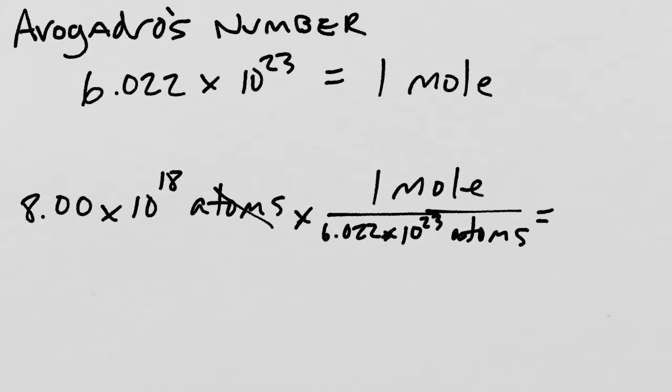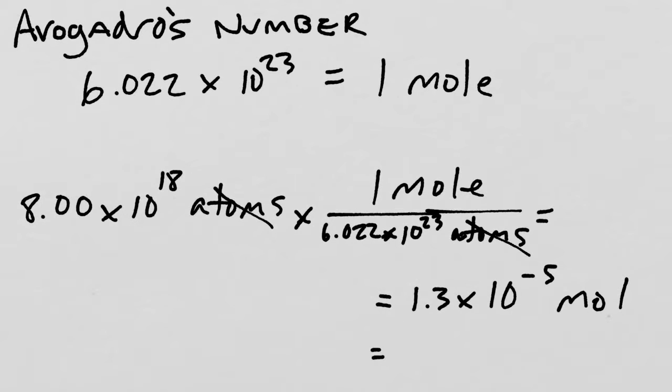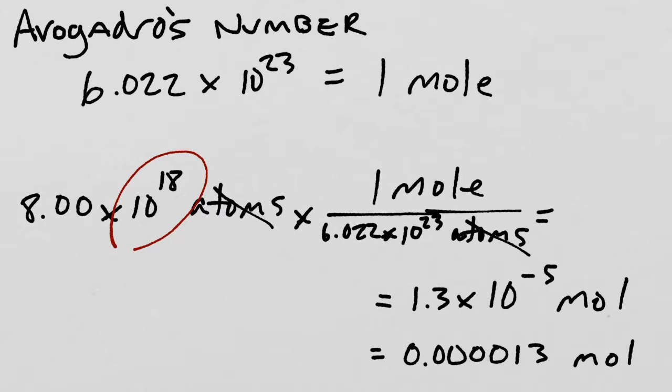And so what's that going to equal? Well, we're going to convert out of atoms, and I get 1.3 times 10 to the minus 5 moles. Or that number would look like this, 0.000013 moles. So that's just going from atoms to moles. And in this case, we can kind of tell that because we only have 10 to the 18 atoms, and 1 mole has 10 to the 23 atoms, we shouldn't even have a full mole, and we don't.